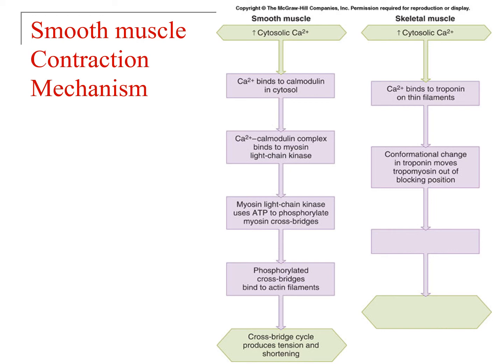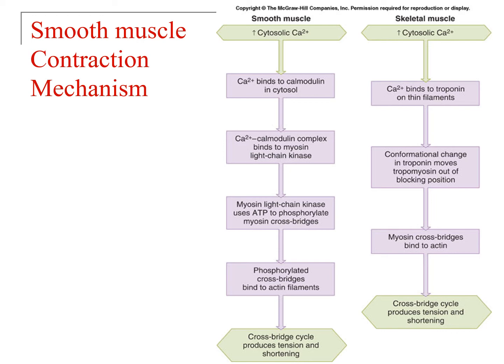So once the tropomyosin has been cleared from the actin, then the myosin can cross-bridge to the actin, and your cross-bridge cycle can produce tension and shortening. So this is where I want to draw the big contrast between smooth and skeletal muscle. So in smooth muscle, the myosin has to be activated.